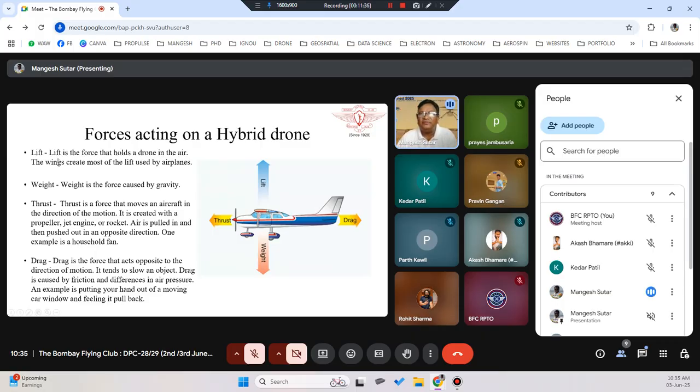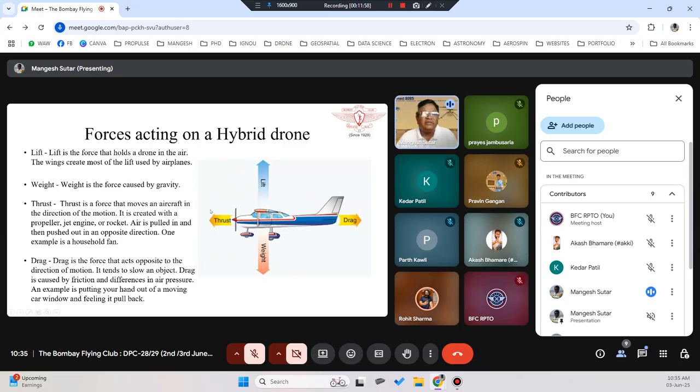So we were talking about the forces acting on the hybrid drones. Lift, as we know, is the force that holds the drone in the air. The wing creates most of the lift used by airplanes. Weight is the force caused by gravity, so any aircraft will always have a weight. Similarly, thrust is generated by the engine. It could be a battery powered engine or an IC combustion engine, depending upon the size of the hybrid drone.